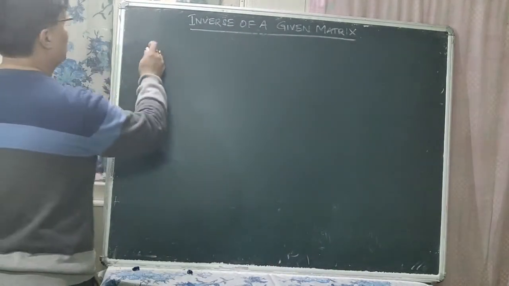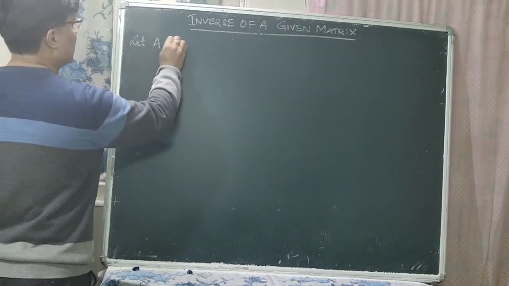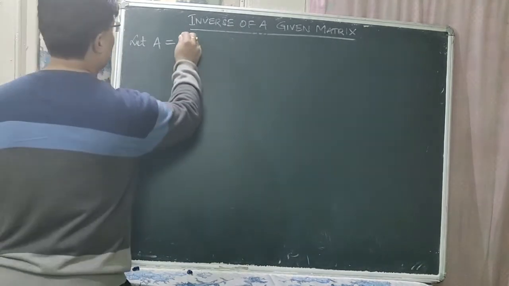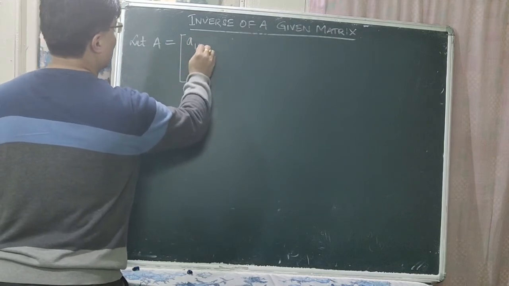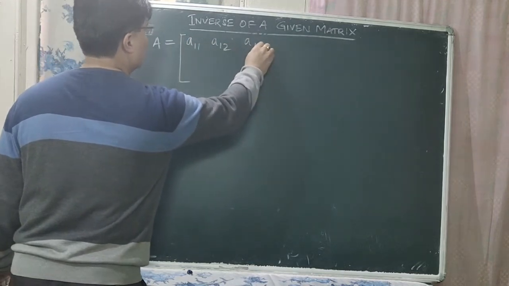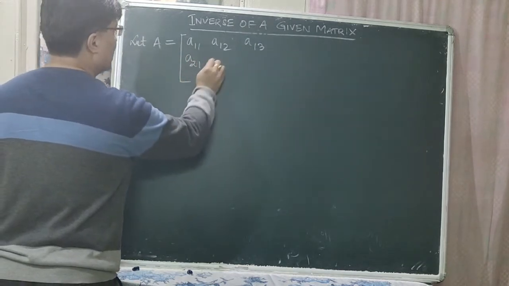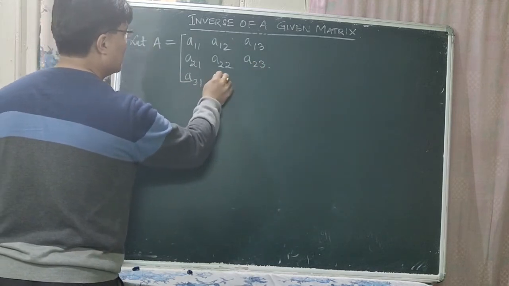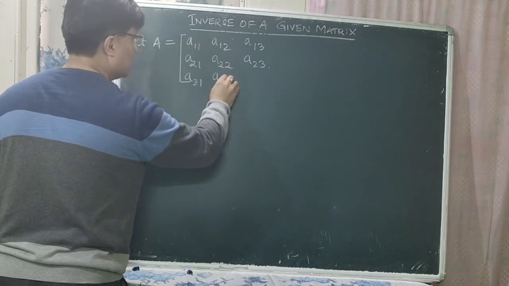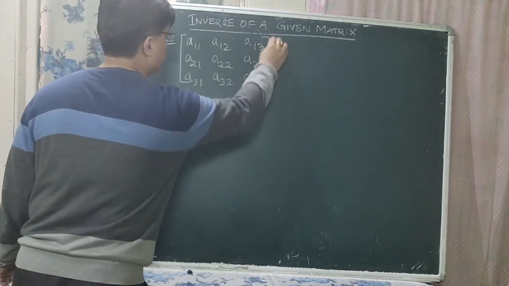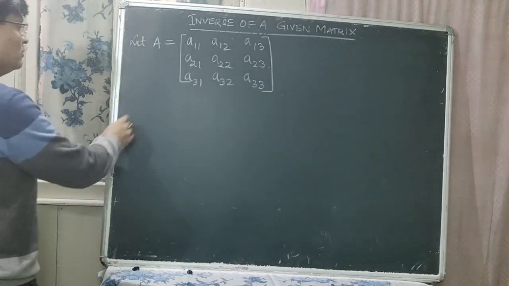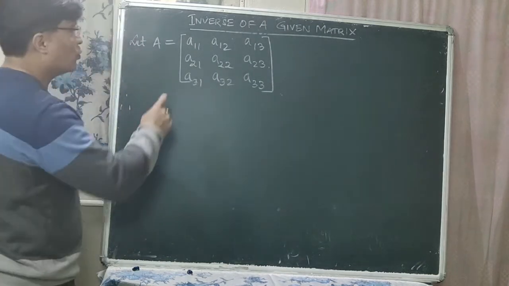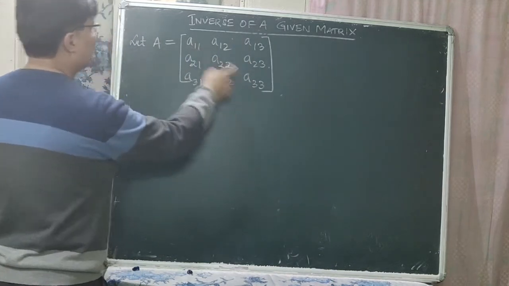So now let us take an example. Let us take an example of a third order matrix, that is 3 rows and 3 columns. Let capital A be equal to A11, A12, A13. Next, A21, A22, A23. Next, A31, A32, and A33. Right? So now, how can you get the cofactor of all these elements in the matrix A?